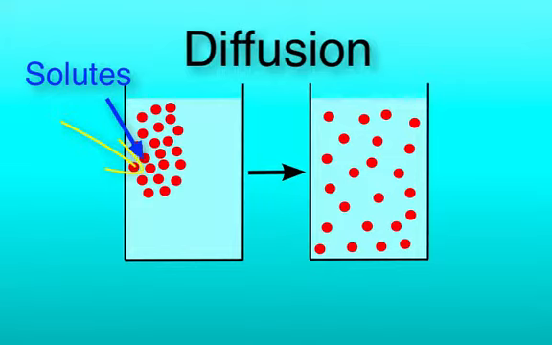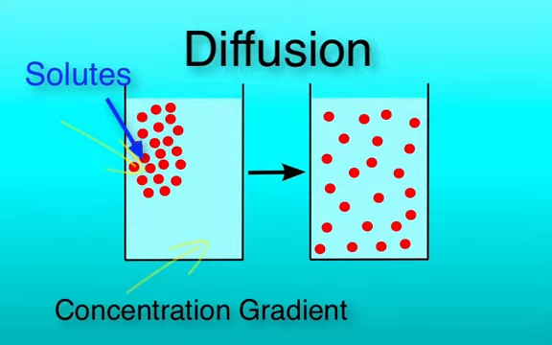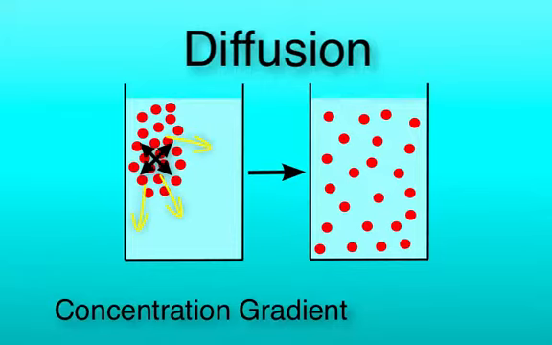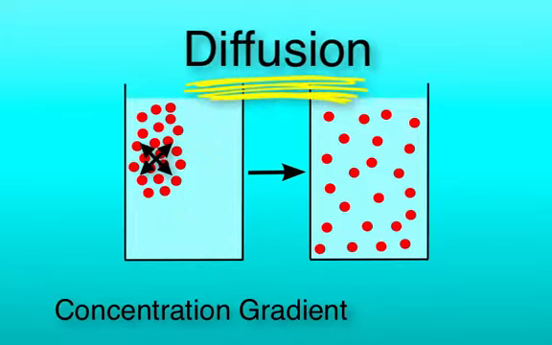When more of one solute is found in one part of the solvent than in the other, this is termed a concentration gradient. Due to the random collision of molecules, the molecules will move from the area where it is more concentrated to the area where it is less concentrated. This movement of a solute from an area of higher concentration to an area of lower concentration is called diffusion. It happens passively and no energy or ATP is needed.